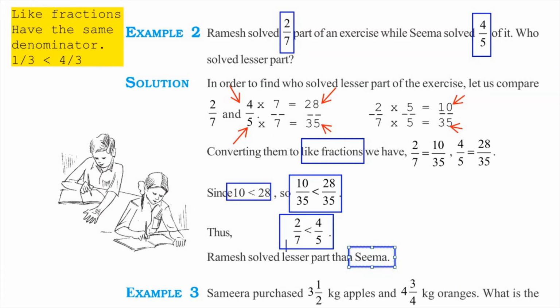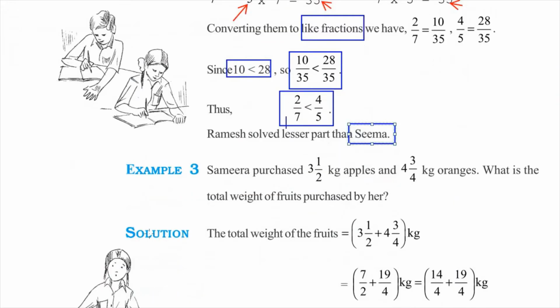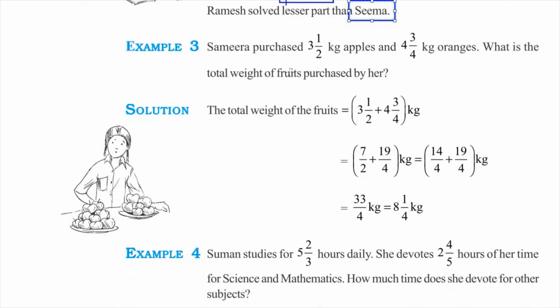So that is the end of example 2. Let us move on to example 3, where we are dealing with mixed fractions. Samira purchased 3 1/2 kg apples and 4 3/4 kg oranges. What is the total weight of fruits purchased by her?